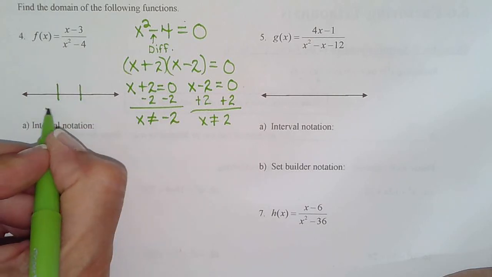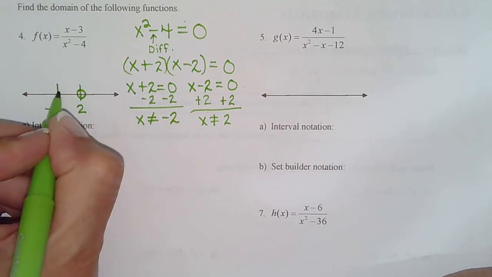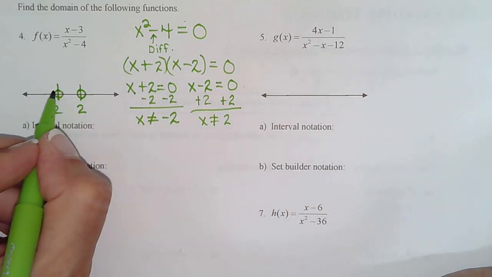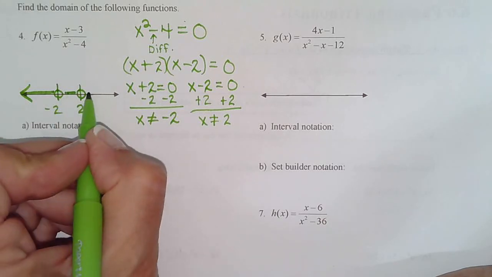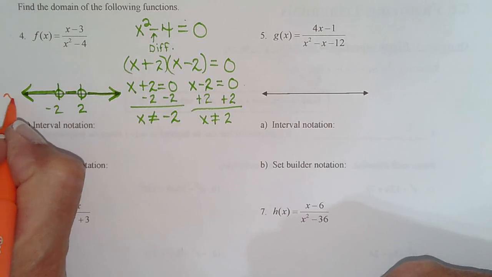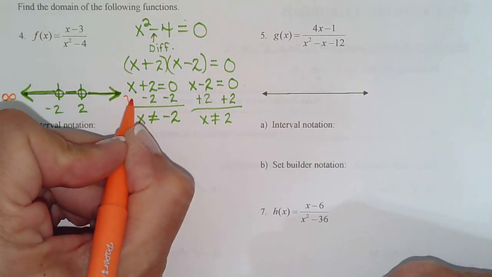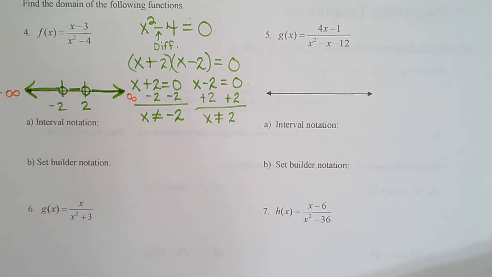So now go on a number line. Plot those 2 points and put circles at those 2 points because those numbers need to be thrown out. Everything else on the number line will work, but those 2 numbers need to be thrown out. So let's put our negative infinity and our positive infinity on the graph. So we'll start with interval notation in the next video.